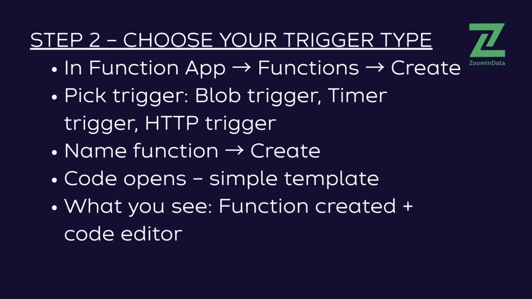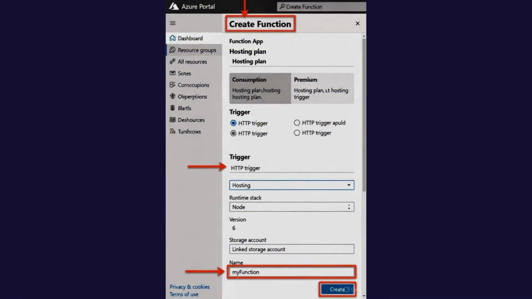Pause now. In your function app, create a new function. Pick blob trigger or timer. Name it. Create and see the code editor. Your trigger is set. Now connect to Synapse. This is where your serverless trigger wakes up and gets ready to call Synapse.